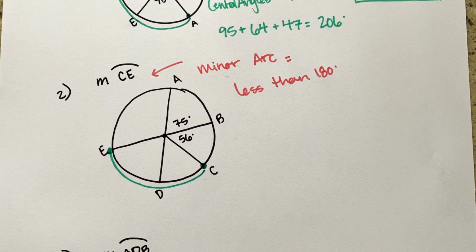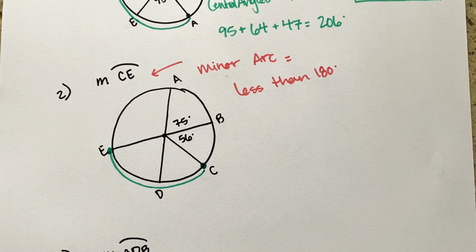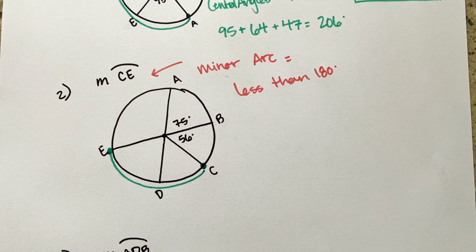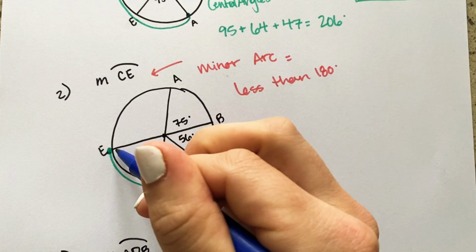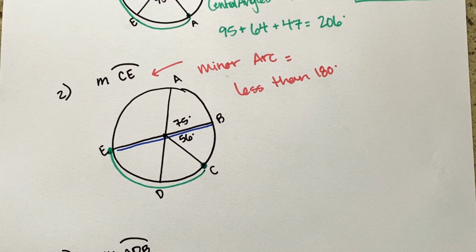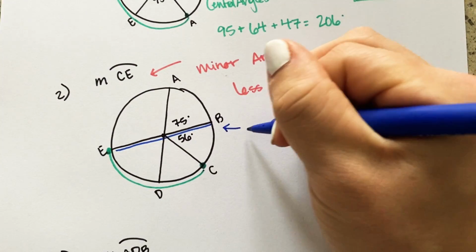Okay, but how are we going to find this if it doesn't give us these two angles inside? Okay, what do we notice? I'll use a different color. Okay, what do we notice about this straight line going all the way through? Okay, how many degrees is a straight line, or half of the circle?